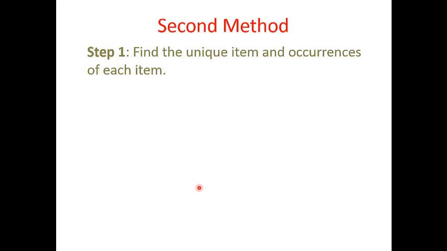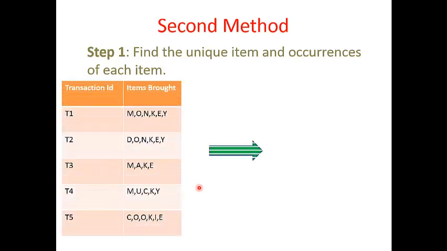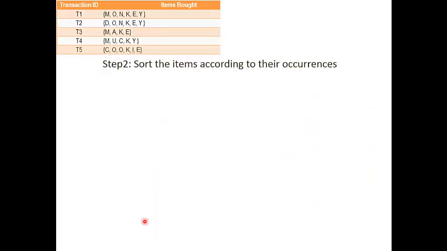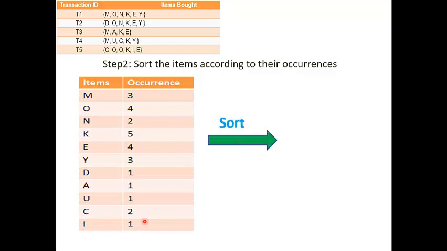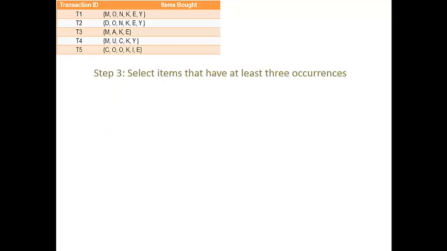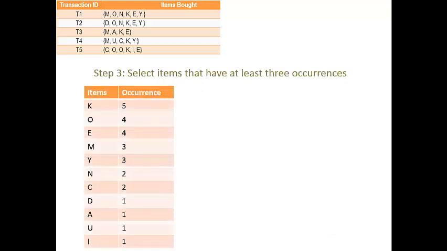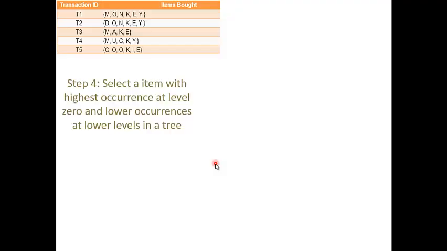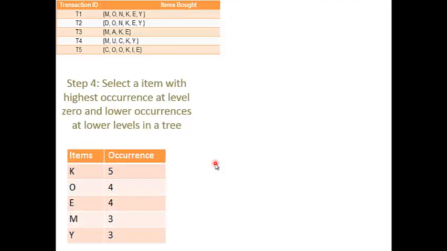Second method. Step 1. Find the unique items and the occurrences of each item. Step 2. Now sort the items according to their occurrences. Step 3. Now apply the assumption by selecting items which occurred at least 3 times. Step 4. Select the item with the highest occurrences at level 0 and lower occurrences at lower levels in a tree. So we select the item K.